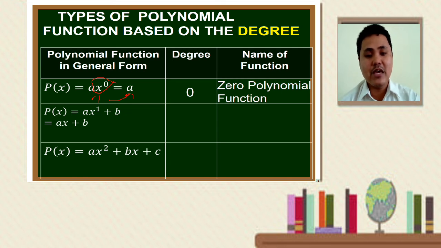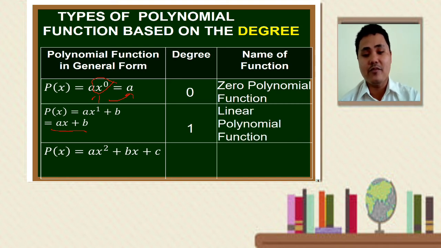Okay, now we have p of x equals ax raised to the power of 1 plus b, which is then equal to ax plus b. Why? Because any variable raised to the power of 1, or any number raised to the power of 1, is automatically the number itself or the variable itself. So, pwede na nga dili na butangan og exponent nga 1, automatic na nga ang iyang exponent is 1. So, the degree is 1 and the name of the function is linear polynomial function.